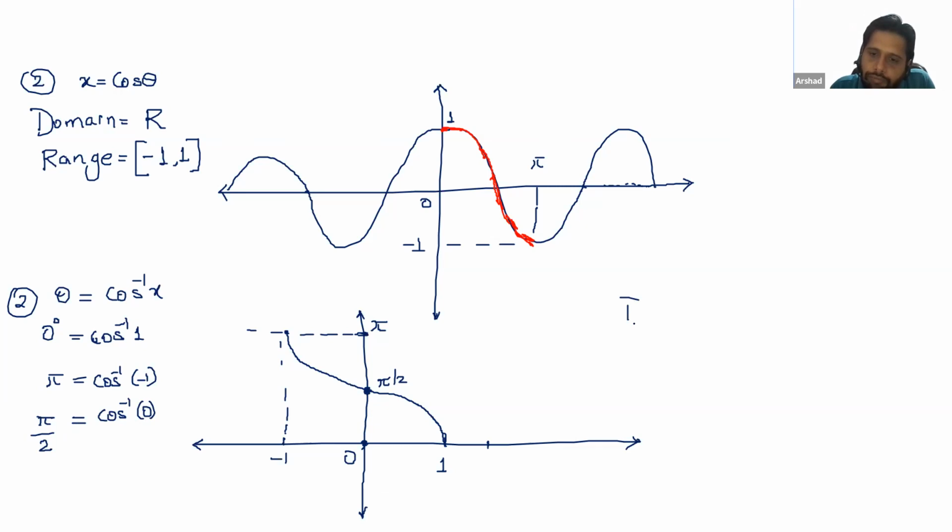Now domain. I will ask one by one. Fahad, will you please tell me what is the domain of this? -1 to 1. Domain will be -1 to 1. That is absolutely correct. Next, Rifat. Good, Ziad, your answer was also correct. Rifat, can you tell me the range of this function? Rifat, can you tell me the range of this?